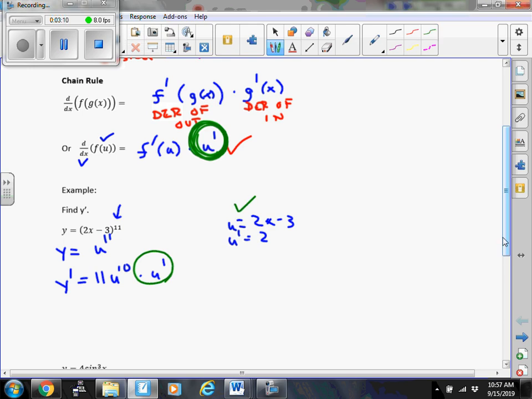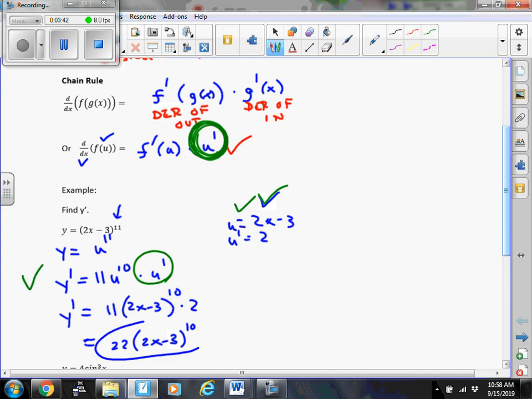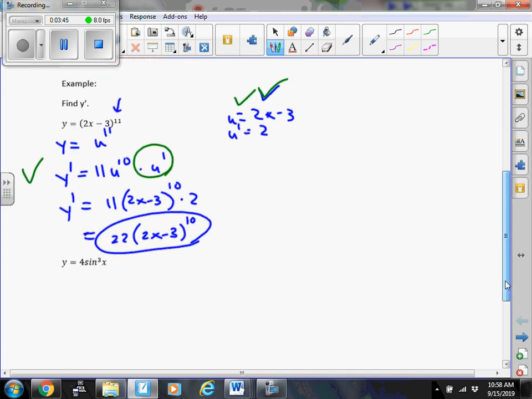Once you've taken the derivative of the inside and the derivative of the outside, you now just plug it in. 11 times your u, which is so beautifully 2x minus 3, to the 10th, times the derivative of u, 2. All I did was plug in my u and my u prime. Look at what you have. I can multiply the 2 and the 11, and 22 is my derivative. Polynomials are pretty straightforward, but they can get confusing.